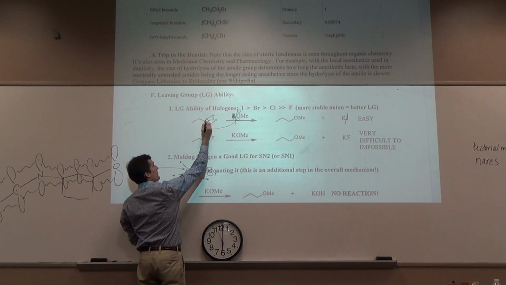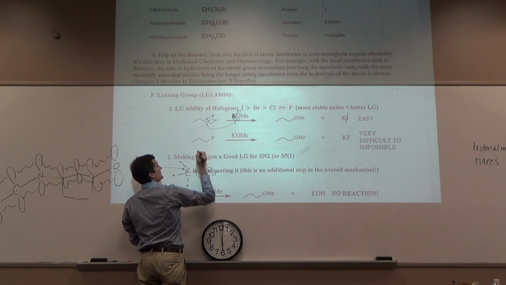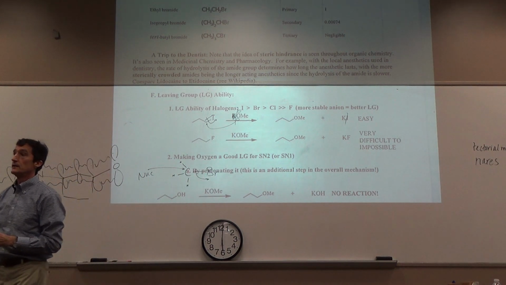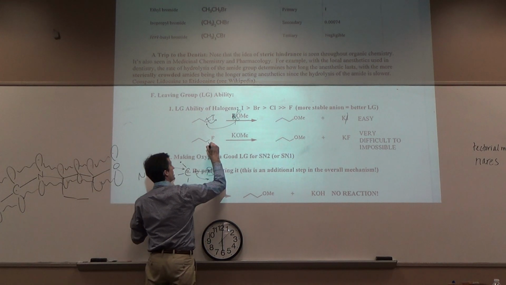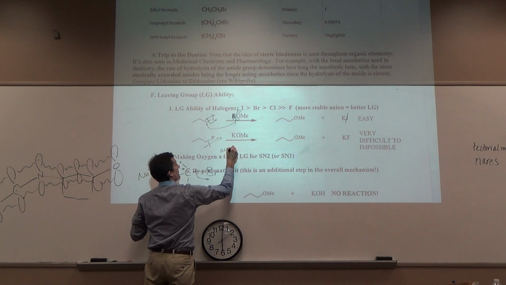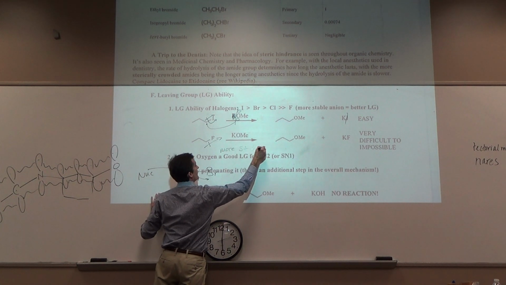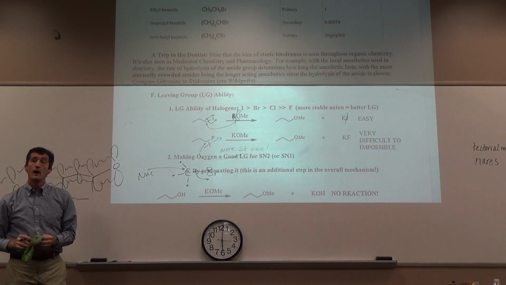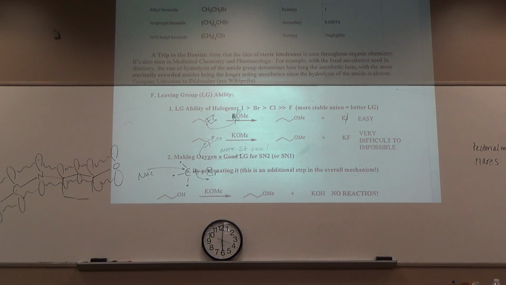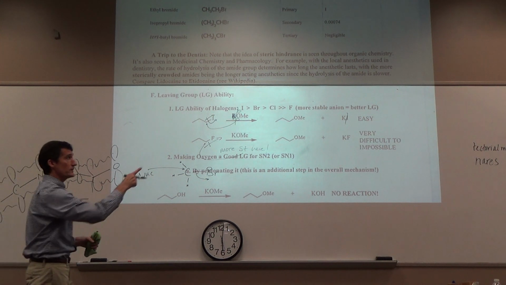Which substrate has more partial plus on the carbon, top or bottom? Bottom actually does, because fluorine's more electronegative. More partial plus here. So what does that tell you? Is the degree of partial plus the most important thing? Apparently not.